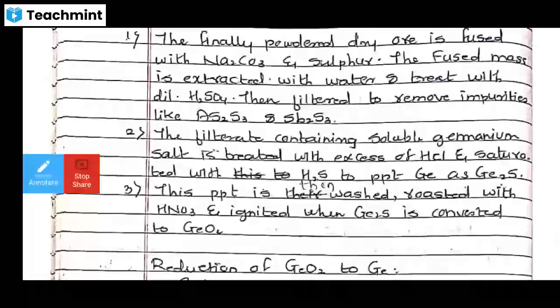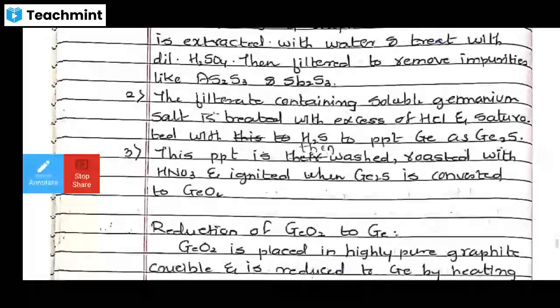The finely powdered dry ore is fused with Na2CO3 and sulfur, and the fused mass is extracted with water and dilute H2SO4, and then filtered to remove impurities like As2S3 and Sb2O3. In this way, the first step is performed.